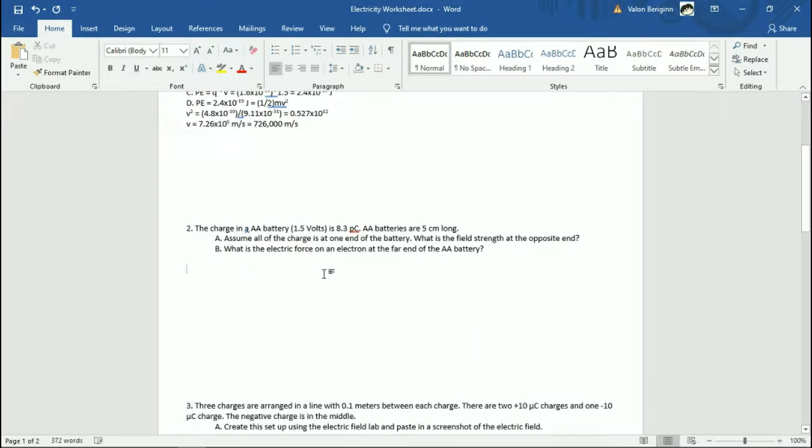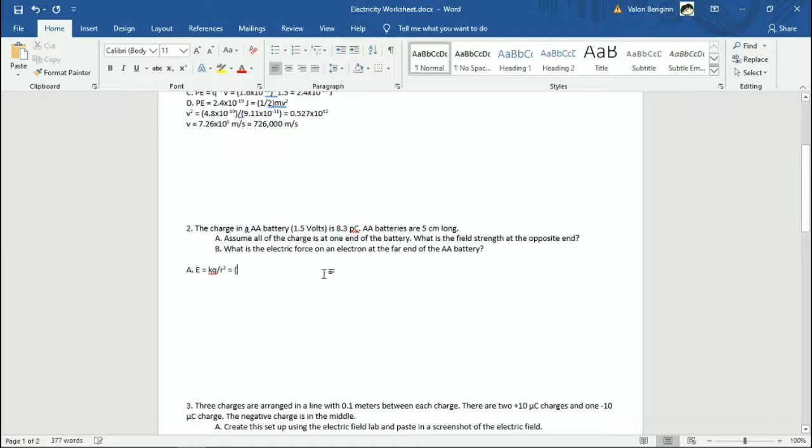All right. So next question here. We have the charge is that, and the battery's that long. Assume all the charge is at one end of the battery. What is the field strength at the opposite end? Okay, so we want the field, and the field is solved for with kq over r squared.